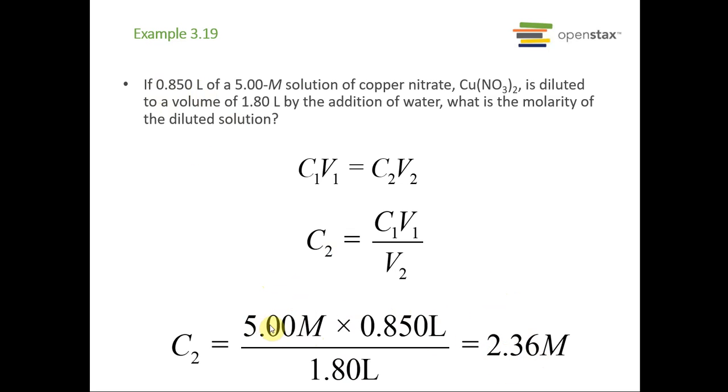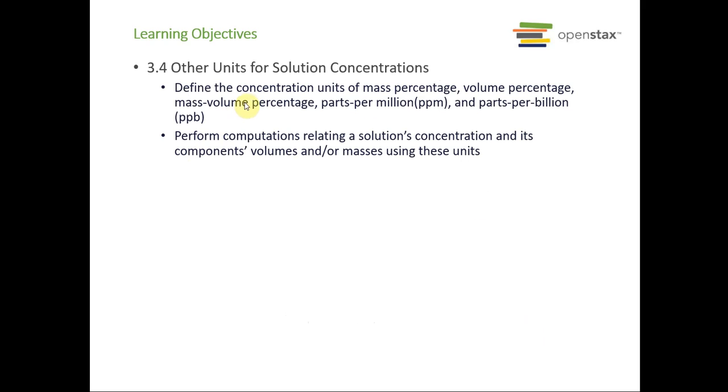2.36 instead of 2.5. Anyway, we know C1 and V1, and we also know V2, and we can rearrange this so that all the knowns are on one side and allows us to calculate the unknown. In this case, the unknown is C2. C2 is equal to the concentration 1 times the volume 1 divided by the volume 2, and it comes out to be 2.36 molar.